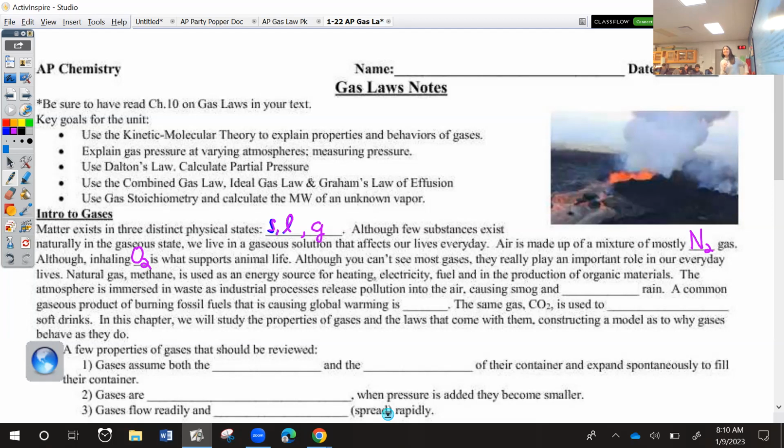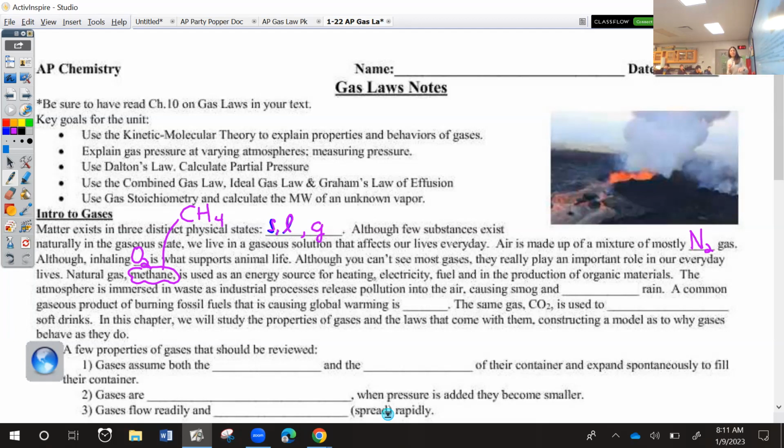You can't see most gases. They really play an important role in our everyday lives. Natural gas, which is methane, and we know that methane is what formula? Remember Mary Eve? Yep, CH4, perfect. So that's just one carbon with the 4 hydrogens going around it. It's used as an energy source for heating, electricity, fuel, and in the production of organic materials.